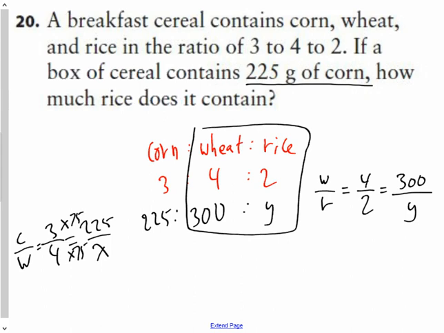And if there are 300 parts of wheat, you might be able to do it in your head and say that there must be half as many rice parts. You could also do it by multiplication. This is times 75, this is times 75, and either way you get it, you figure out that the ratio would be this. So if you were making it using the same ratio of corn to wheat to rice, if there's 225 grams of corn in this particular cereal box, you must have 300 grams of wheat and 150 grams of rice.